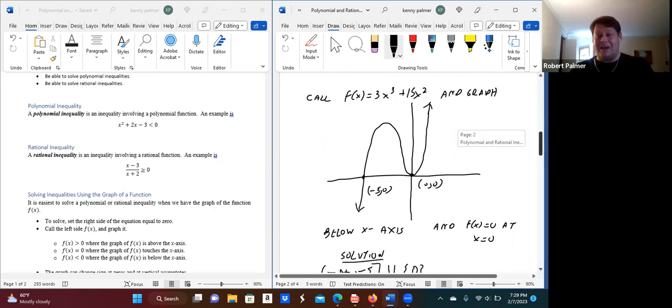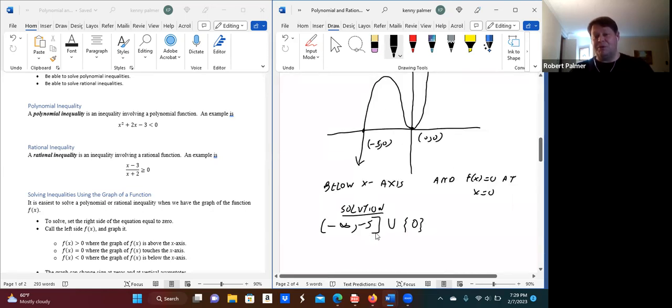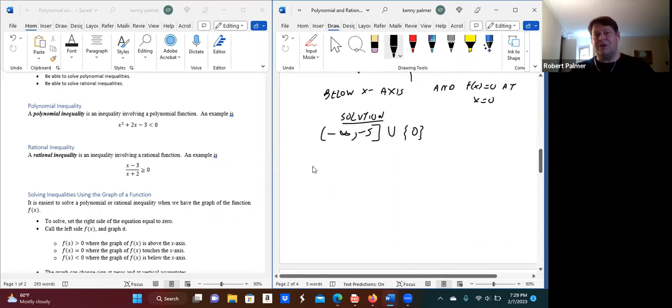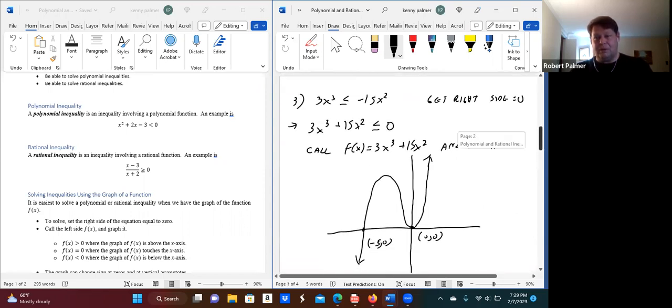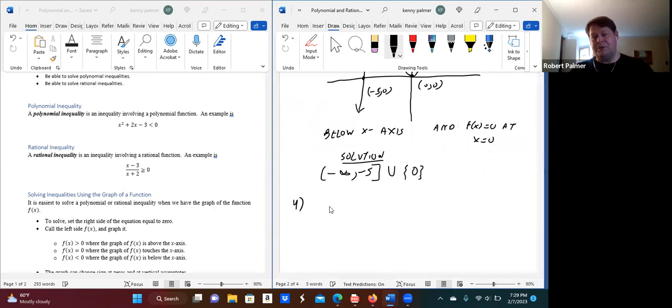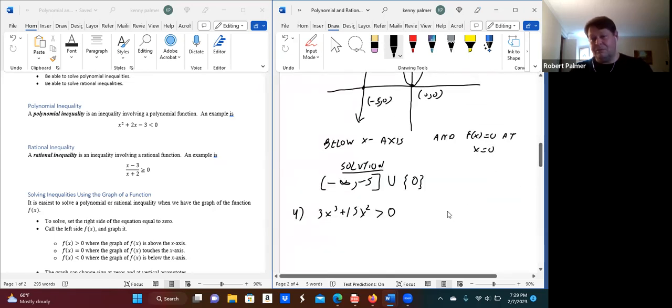Now, if it simply said less than, not less than or equal to, it would just be this interval with a parenthesis around -5. Now also, let me say one more about this one. Let's call this number 4. Let's actually change this. So how about we just do 3x cubed plus 15x squared is greater than 0. Okay, let's do this. So it's the same graph, same function, so same graph.